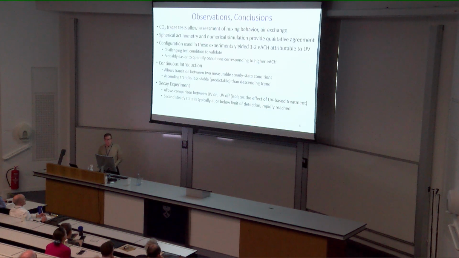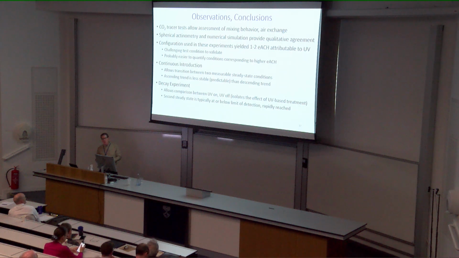All right, so some conclusions and observations. First, the CO2 tracer tests allow us two things: an assessment of mixing behavior and also a quantitative assessment of actual physical air exchange. The spherical actinometry and numerical simulation efforts provide us with reasonable representations of the spatial distribution of radiant energy, in other words, the fluence rate field. They're in qualitative agreement, but there's additional work that's needed to try to resolve the differences between them.